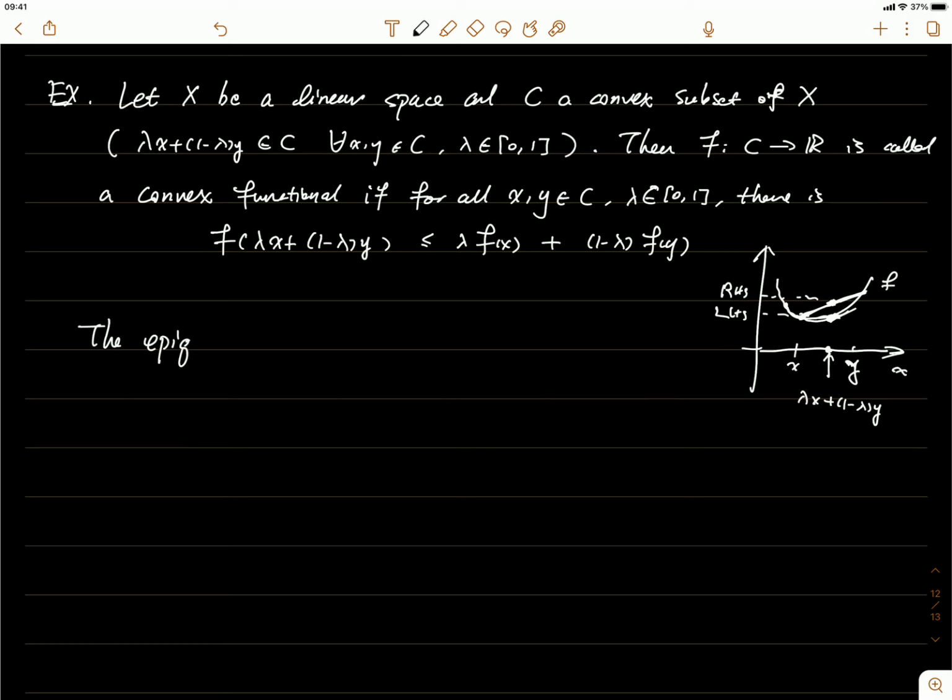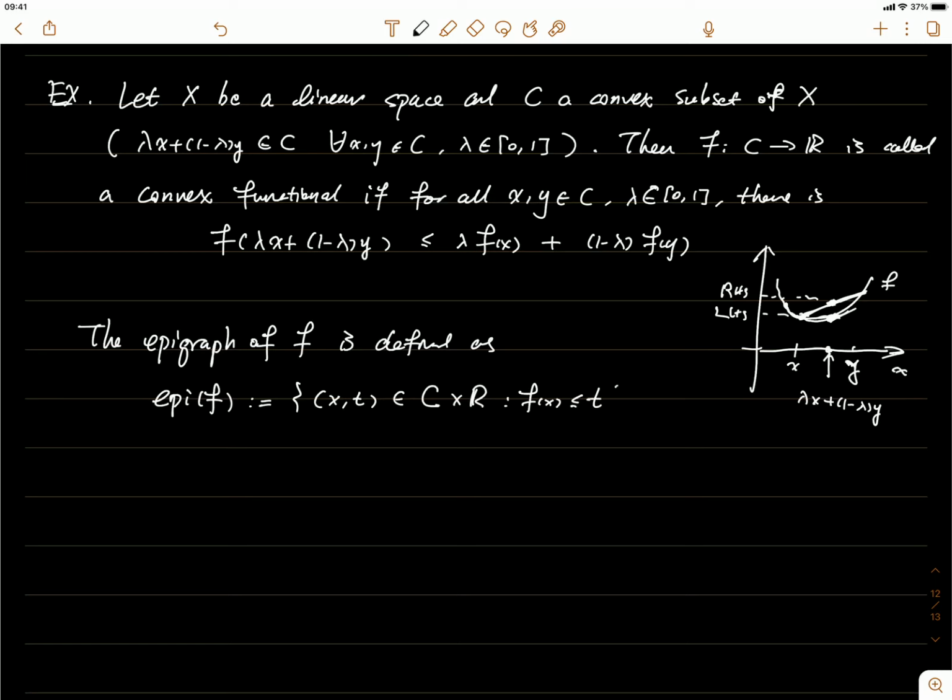The epigraph of the function f is defined as follows. It's actually a subset of the product space of C and the set of real numbers. It is defined as the collection of points x and t, which belong to C times R, such that f of x is less than or equal to t. For example, if C is R^n, then this epigraph lives inside R^(n+1). But in general, it's just a subset of the product of C and R.